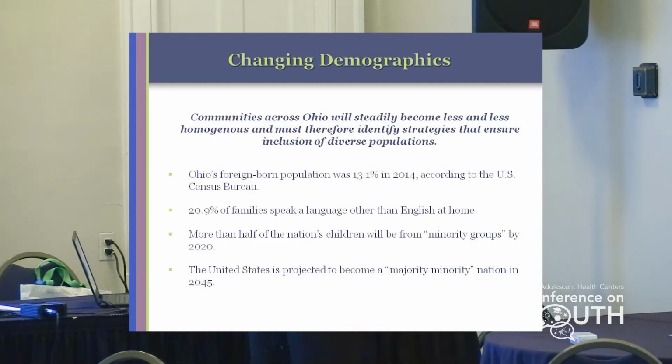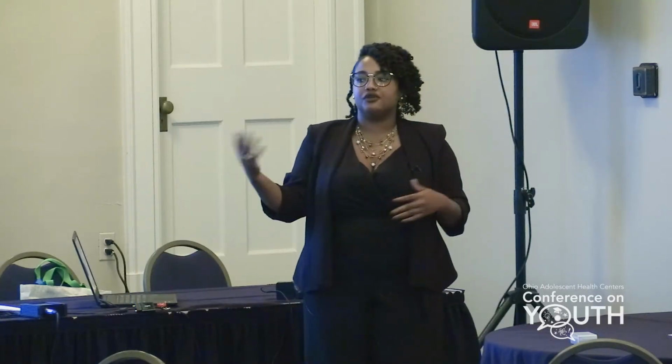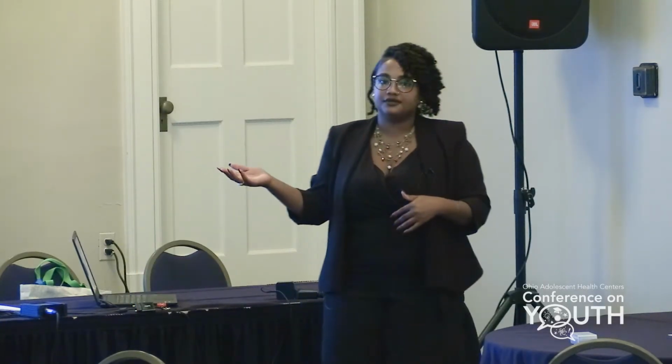And then the projection is that by 2050, 2060, 2045, there's all kinds of projections, we're going to be a nation where the majority of the population is from minority groups. So how is that going to change and evolve the way that we reference different populations?